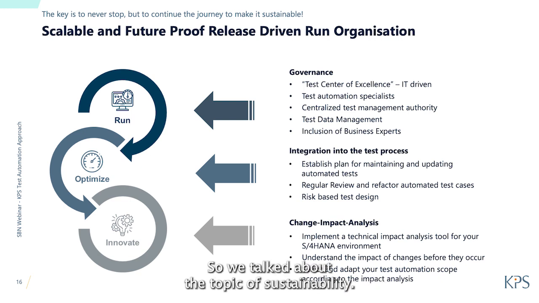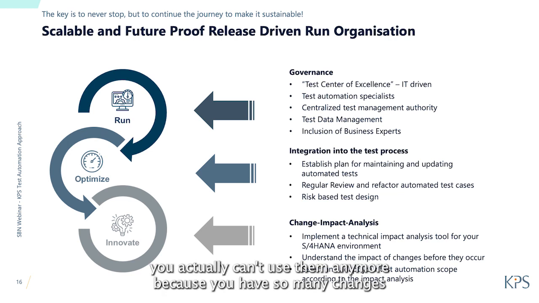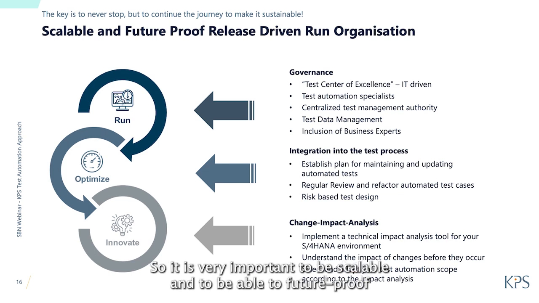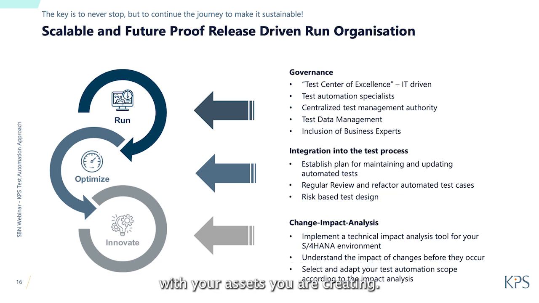So we talked about the topic of sustainability. What is very important in test automation is that you keep your test cases up to date. We've also seen that test automation was started, test cases were created, but then no one took care of it. And then after a year, you actually can't use them anymore because you have so many changes, or you have to rework them first in order to use them. So it is very important to be scalable and future-proof with the assets you're creating.